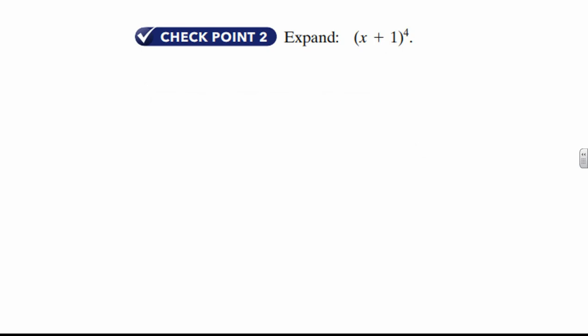So it says expand. I'm going to use Pascal's triangle to expand that. So we get 1, 1, and 1. We get 1, 2, and 1. We get 1, 3, 3, and 1. And we get 1, 4, 6, 4, and 1. Right? So again, this is n0, n1, n2, n3, n4.